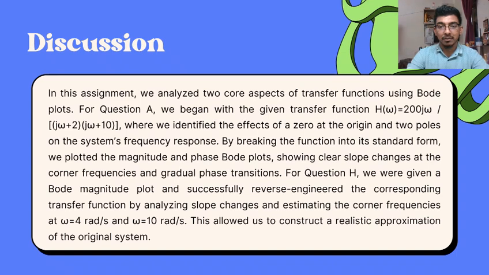By breaking the function into its standard form, we plotted the magnitude and phase Bode plots showing clear slope changes at the corner frequencies and gradual phase transitions. For question B, we were given a Bode magnitude plot and successfully reverse engineered the corresponding transfer function by analyzing slope changes and estimating the corner frequencies at omega equals to 4 rad/s and omega equals to 10 rad/s. This allowed us to construct a realistic approximation of the original system.